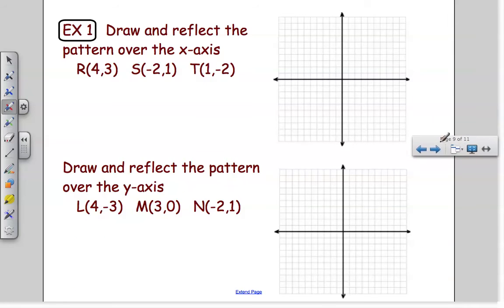So let's try this in the coordinate plane. Draw and reflect the pattern over the x-axis. So I'm going to reflect over the x-axis here. Let's put these points, the original, in there. So R was at 4, comma 3. S was at negative 2, comma 1. T was at 1, comma negative 2. And I'll draw this triangle.